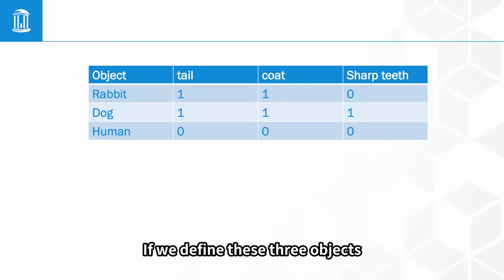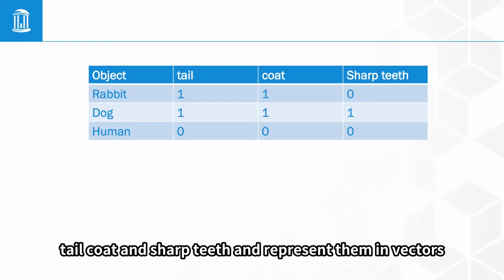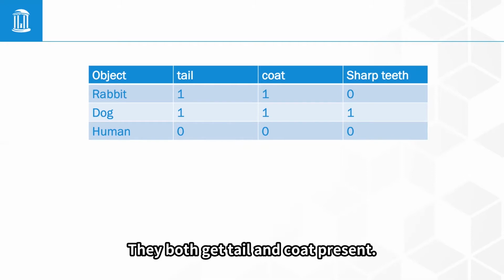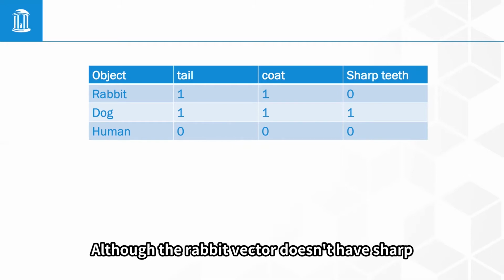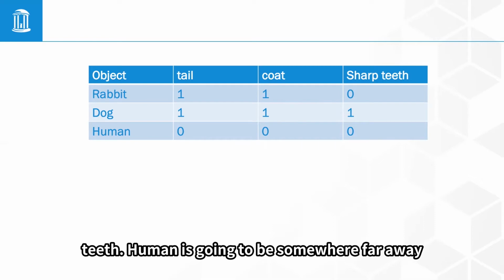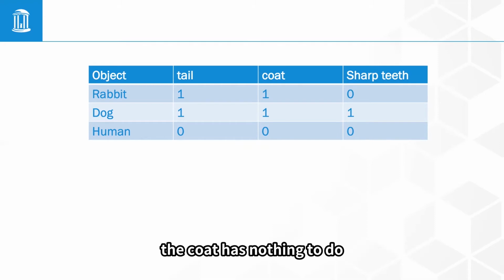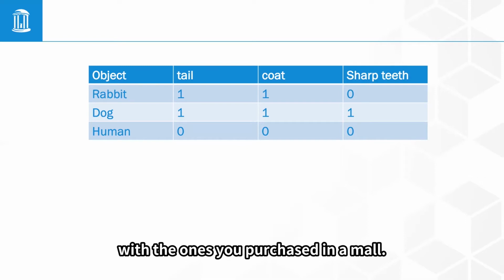If we define these three objects by only these three features, tail, coat, and sharp teeth, and represent them in vectors, the vectors of rabbit and dog will have a higher similarity score since they both get tail and coat present, although the rabbit vector doesn't have sharp teeth. Human is going to be somewhere far away as it doesn't have any of these features present. Just to be clear, the coat has nothing to do with the ones you purchase in the mall.